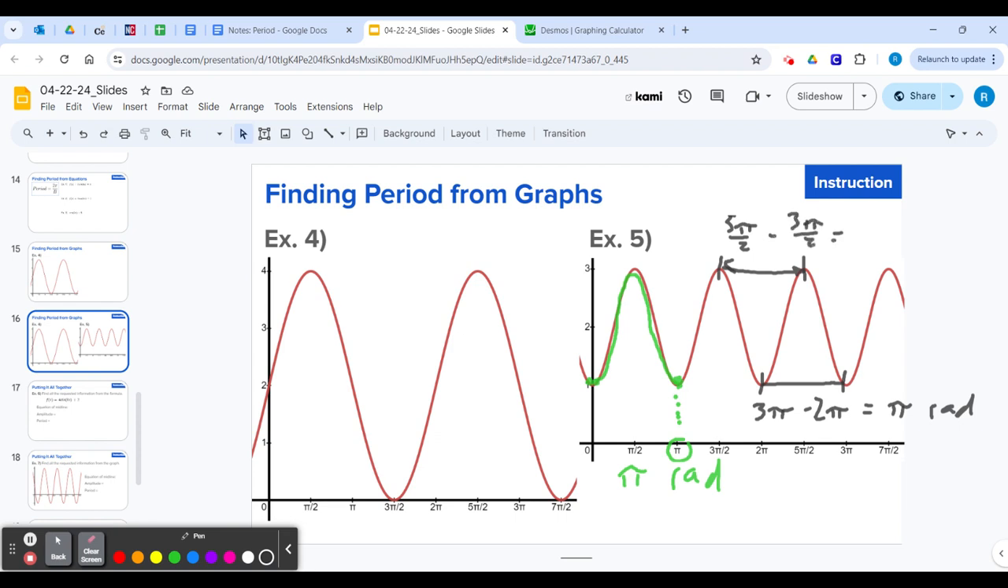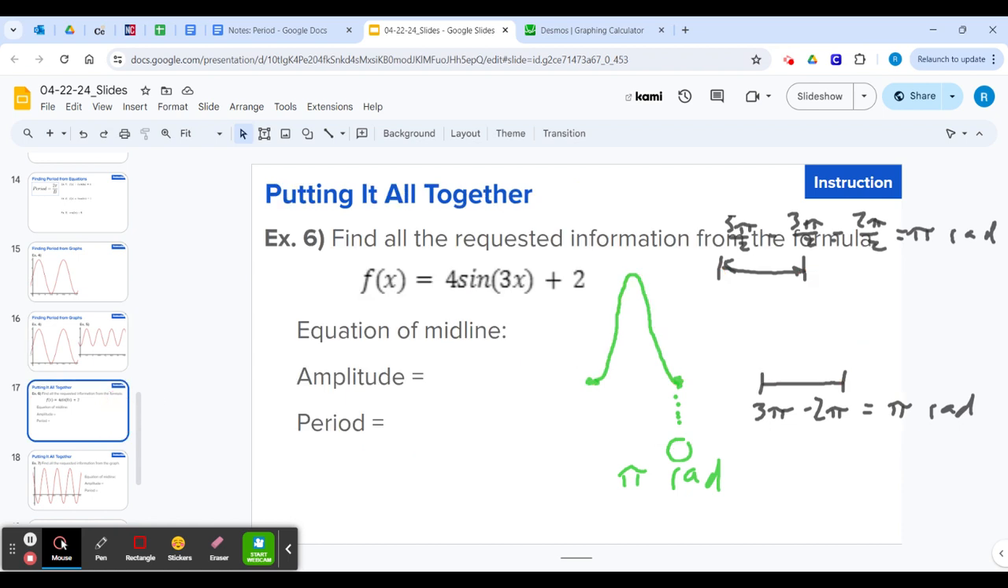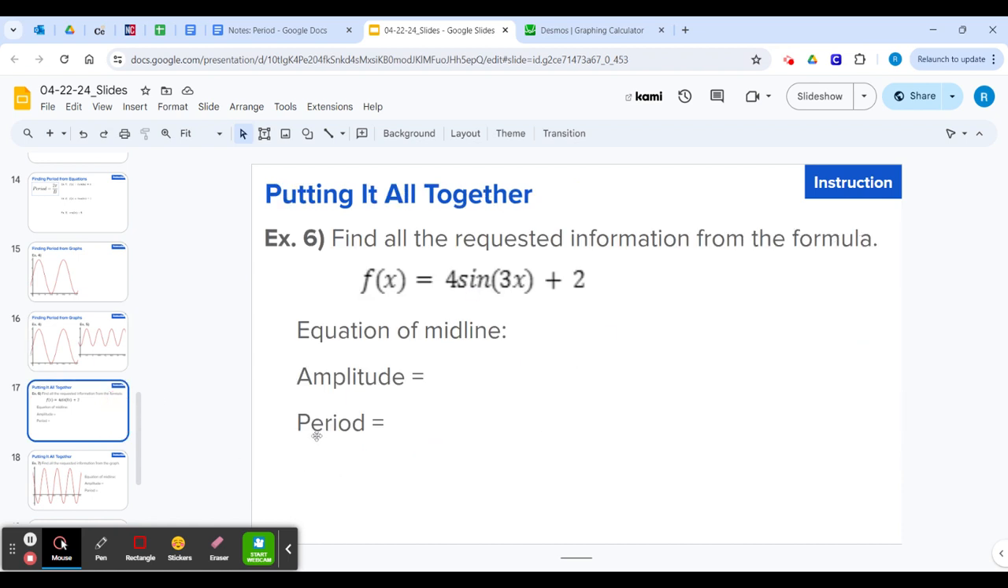And again, this should give us 2 pi over 2, which is just pi radians as well. So a bunch of different ways to calculate this. They should all give you the same thing. We're just trying to find one full rotation of our wave. So if we're putting this all together with amplitude, period, midline, we can find it from equations, and then we can also find it from graphs.